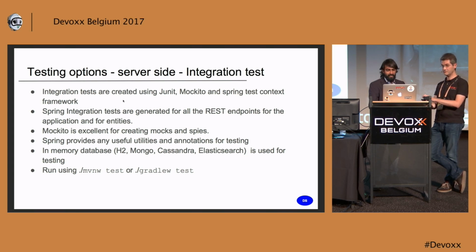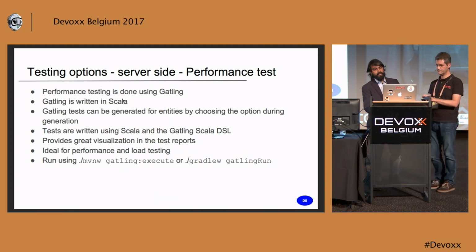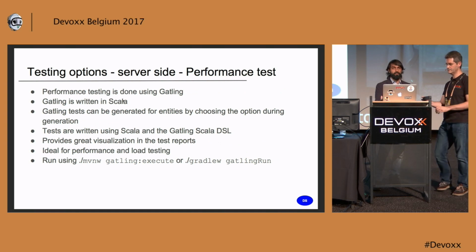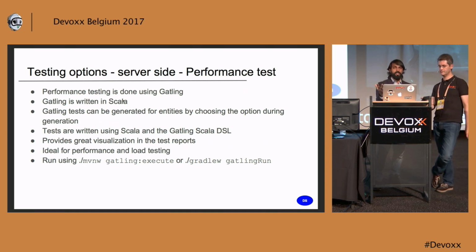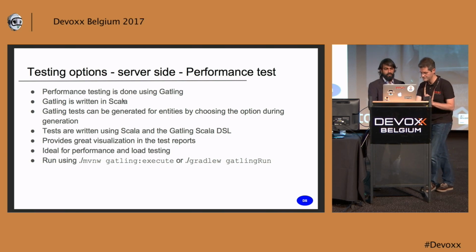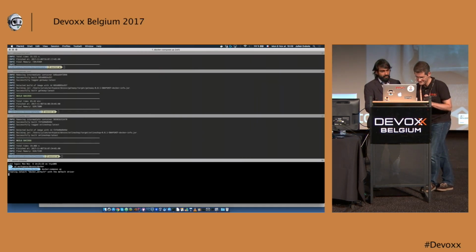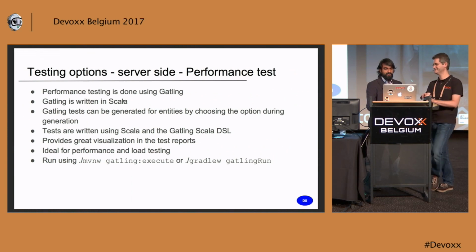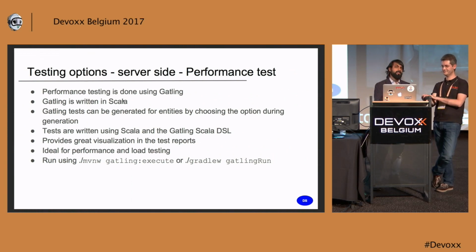Yeah. So you can run integration tests, and on the server side, we also generate performance tests. The JUnit tests and the Spring integration tests are generated by default. They are not options, whereas the performance tests using Gatling are optional. You can choose to enable them. Gatling is a Scala framework, which is very good for load and performance testing. Gatling tests are generated for entities.